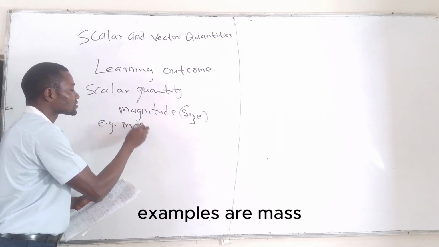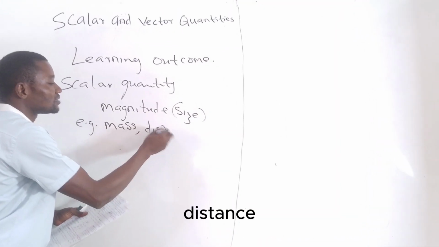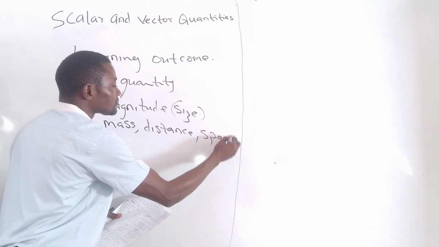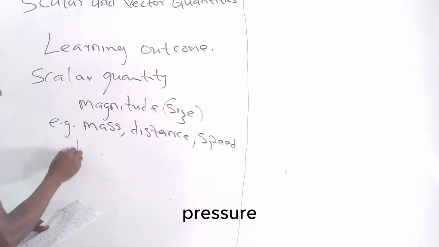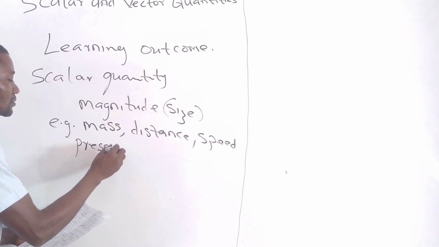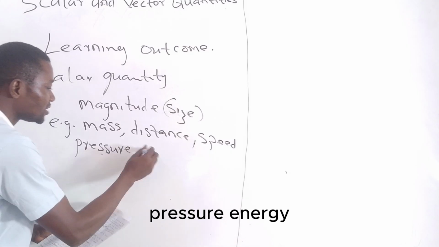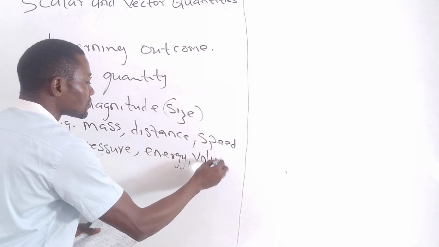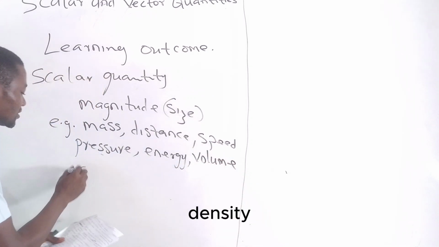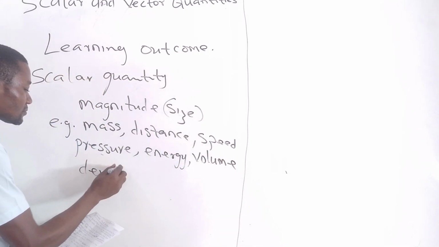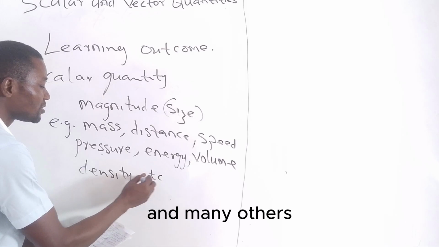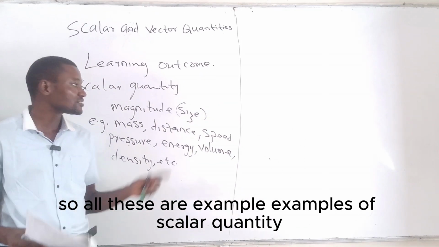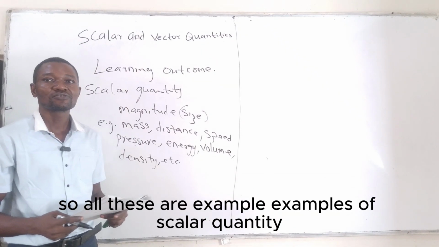Examples are mass, distance, speed, pressure, energy, volume, density, and many others. So all these are examples of scalar quantity.